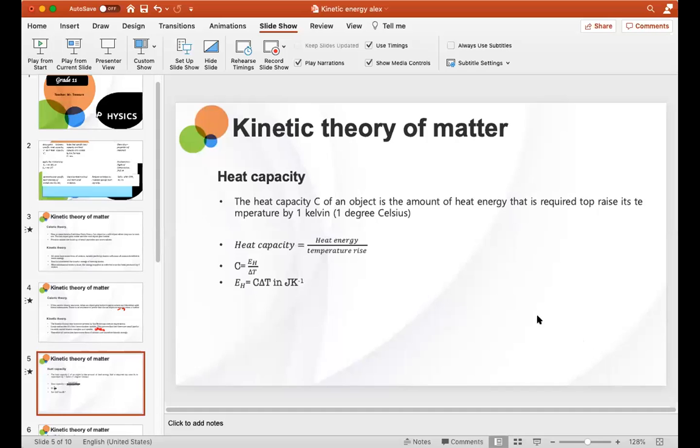So, Mr. Treasure, question? Kelvin is the SI unit. SI unit for what? For temperature. Yeah, Kelvin is the SI unit. But we'll talk about that in a few.